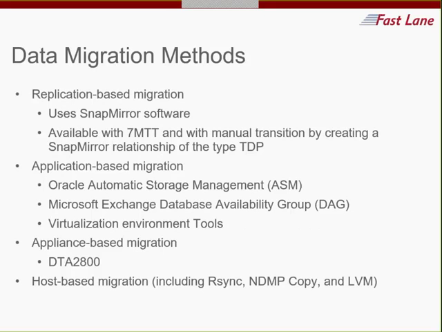You then have application-based migration. This method uses native application replication, mirroring, or copying features to migrate data to clustered ONTAP. The two key examples of application-based migration methods are Oracle Automatic Storage Management and the Microsoft Exchange Database Availability Groups. Virtualized environment tools for the movement of data are also grouped into this category for the purposes of transition.